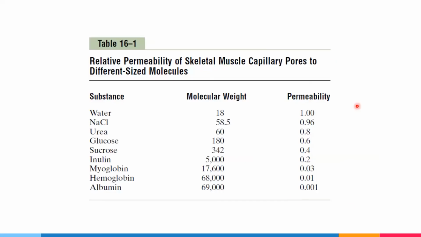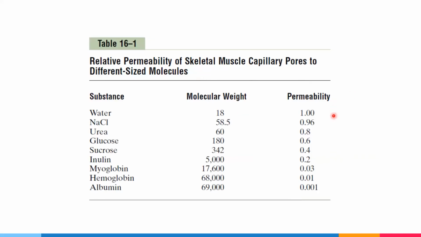And next, we have a table in which we look at the relative permeability of skeletal muscle capillary pores to different size molecules. So essentially, we compare the molecular weight to the permeability through the capillary pores. In this particular table, the permeability of water is taken as one.